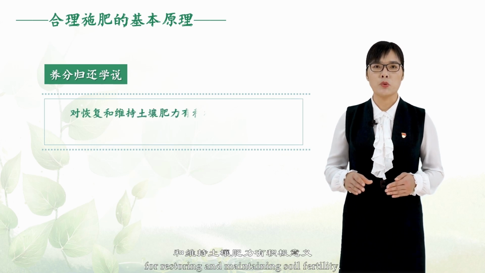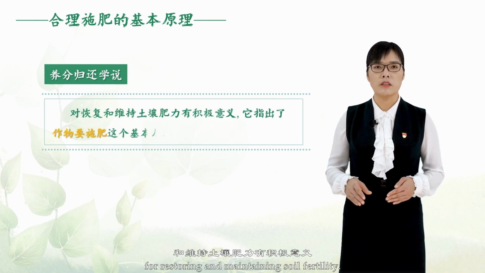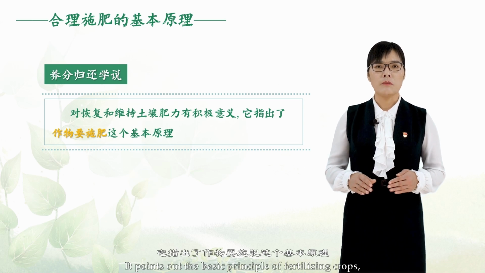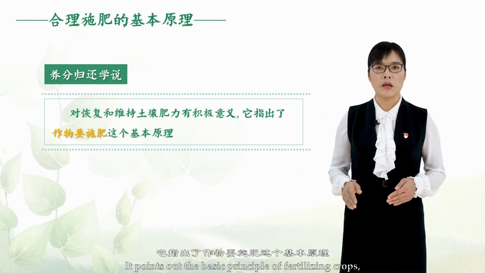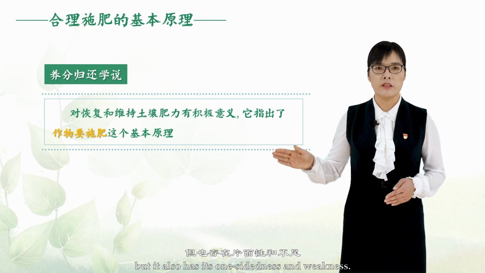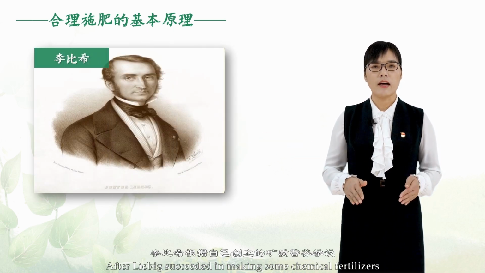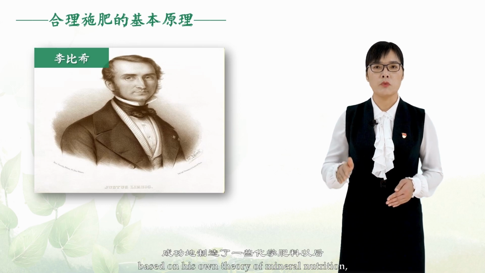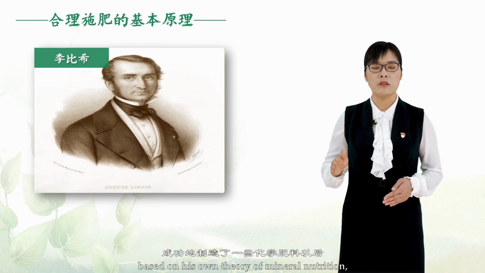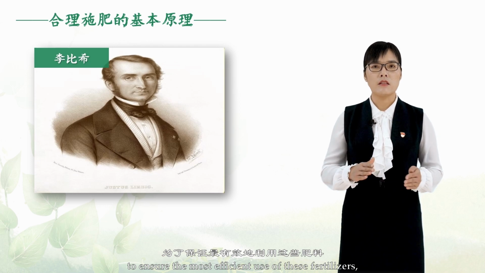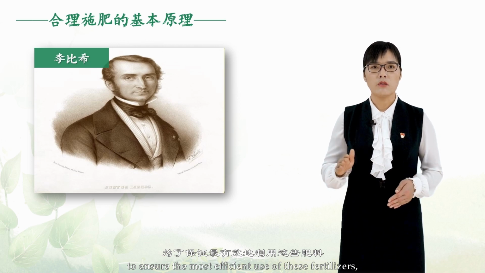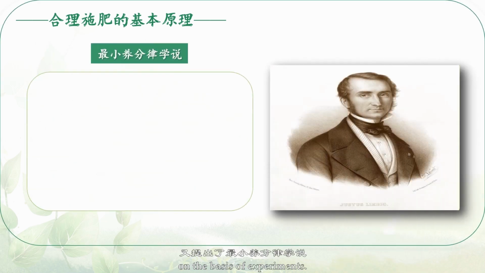Nutrient return theory has positive significance for restoring and maintaining soil fertility. It points out the basic principle of fertilizing crops, but it also has its one-sidedness and weakness. After Liebig succeeded in making some chemical fertilizers based on his own theory of mineral nutrition, to ensure the most efficient use of these fertilizers, he proposed the theory of minimum nutrient law on the basis of experiments.